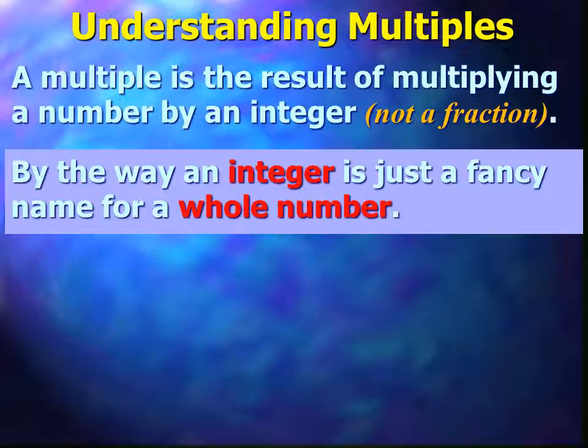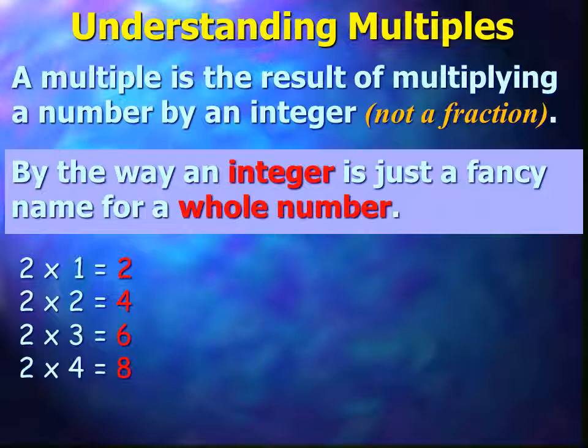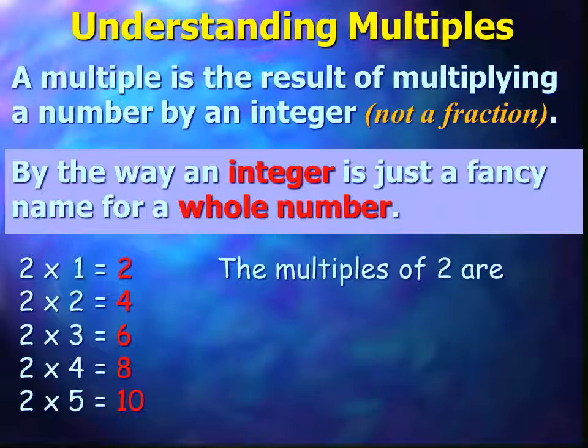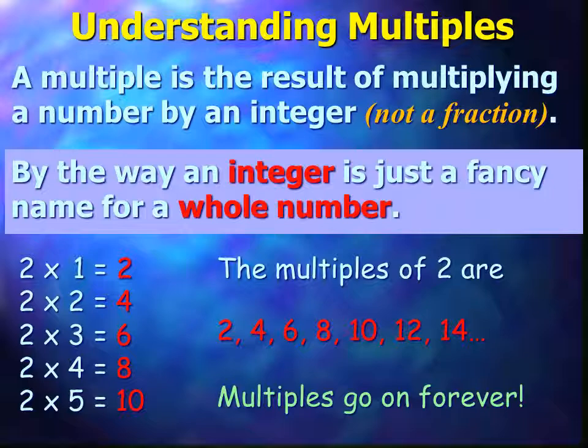If finding multiples is just the result of multiplying a number by an integer, we can start with 2 times 1, which equals 2. Continuing on, 2 times 2 equals 4. 2 times 3 equals 6. 2 times 4 equals 8. And 2 times 5 equals 10. I'm sure you can start to see the pattern here. So the multiples of 2 are 2, 4, 6, 8, 10, 12, 14, 16, 18, 20, and so on and so on. Multiples go on forever.